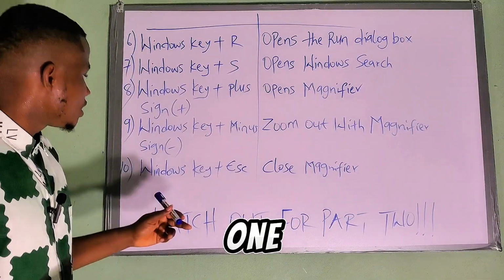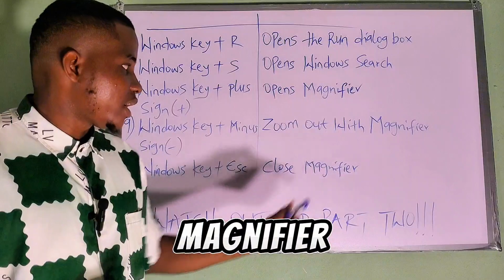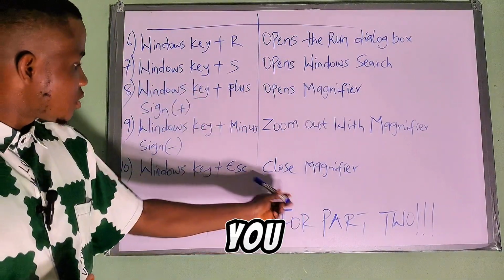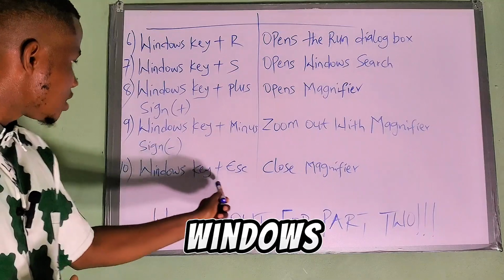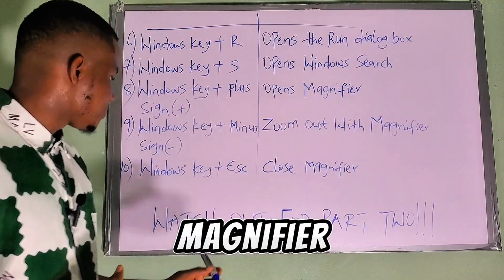Now the 10th one is Windows key plus escape. If you want to close the magnifier that you have opened here using these shortcuts, you click Windows key plus escape. It will close the magnifier.